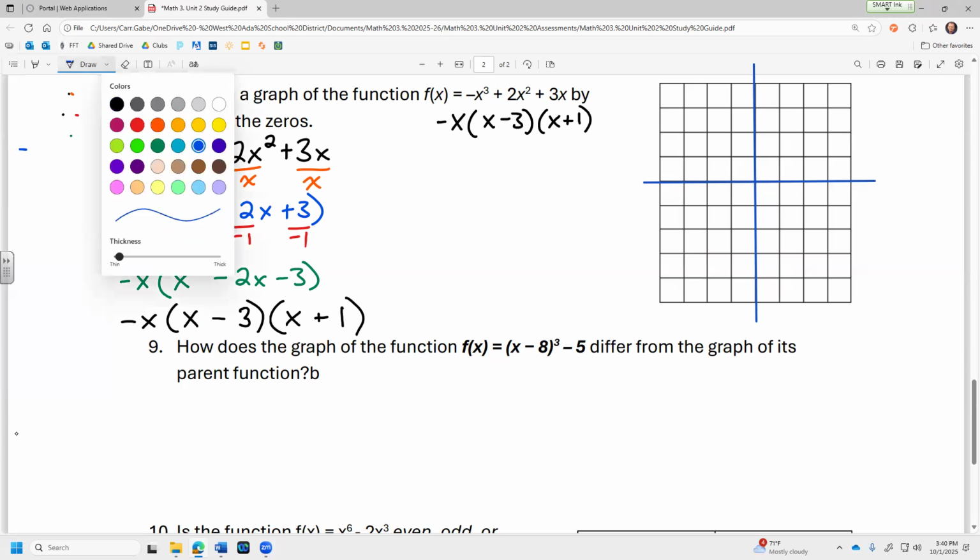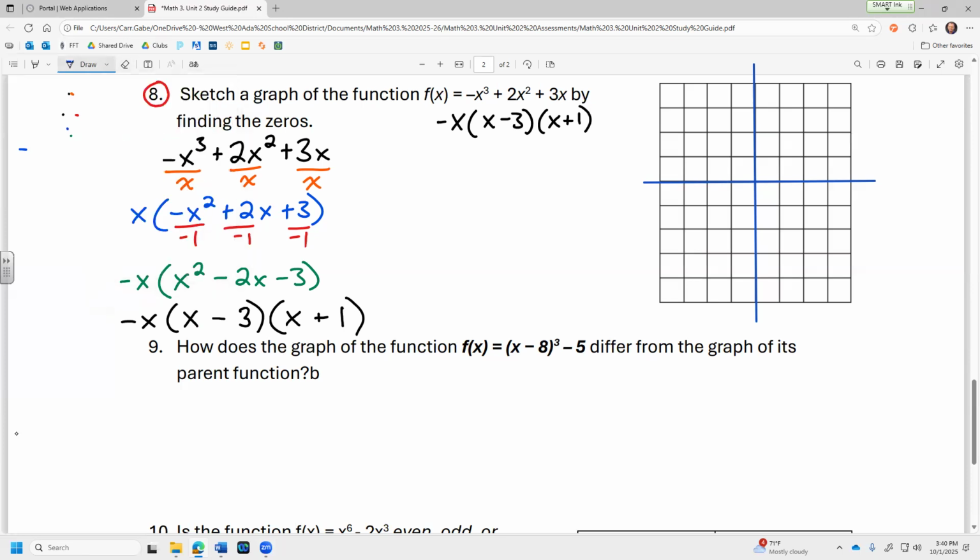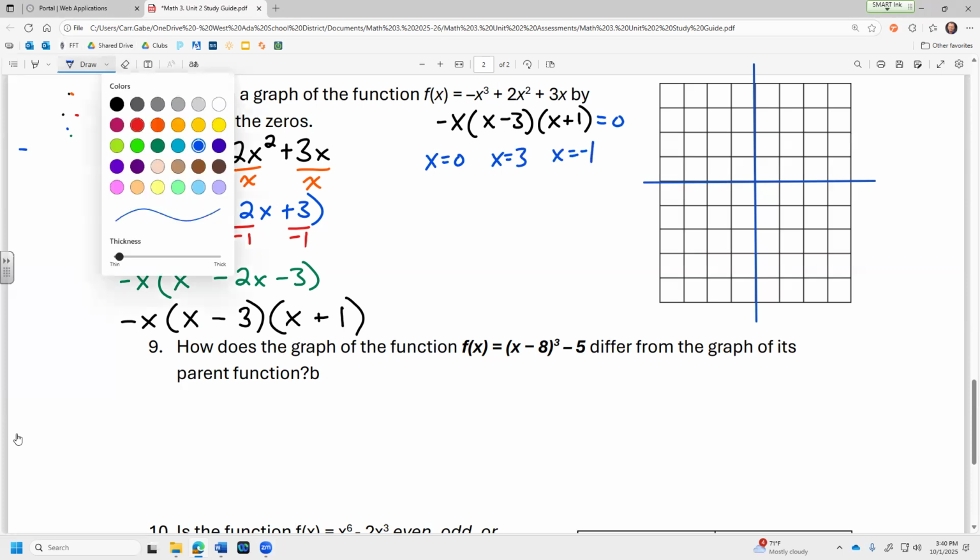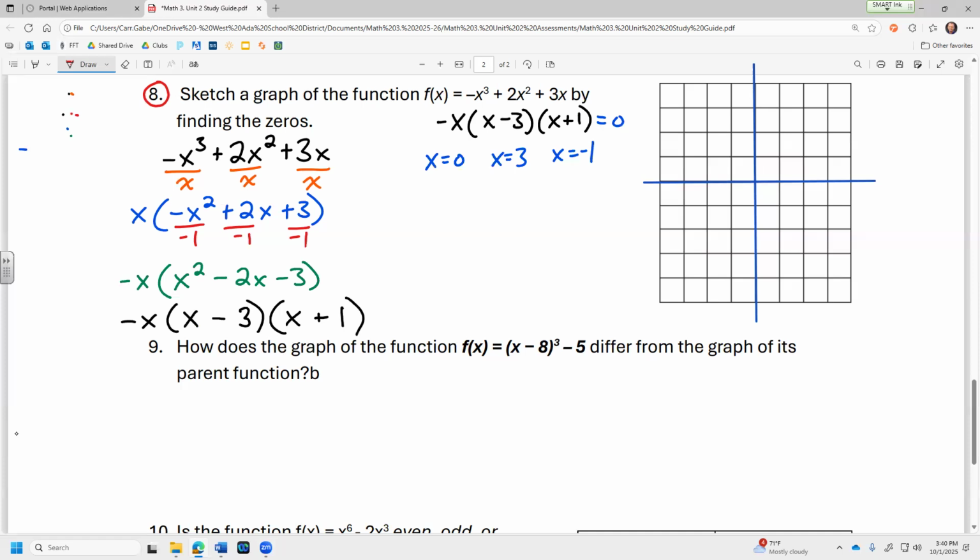And we're going to write down what our zeros are for x. So if we set this whole equation equal to 0, then our negative x, that first x, would have to be equal to 0. x minus 3, x would have to equal positive 3. x plus 1, x would have to equal a -1. So I'm going to plot those 3 zeros on the x-axis. First one's going to be at 0. Next one's going to be at 3. Next one's going to be at -1.